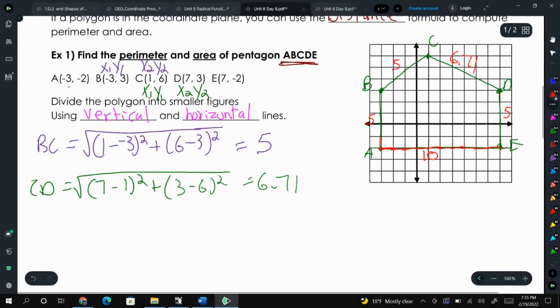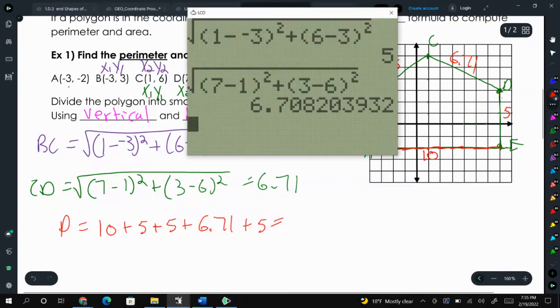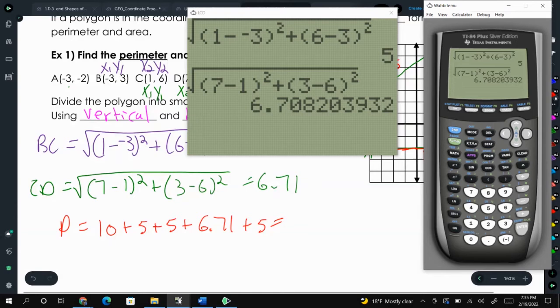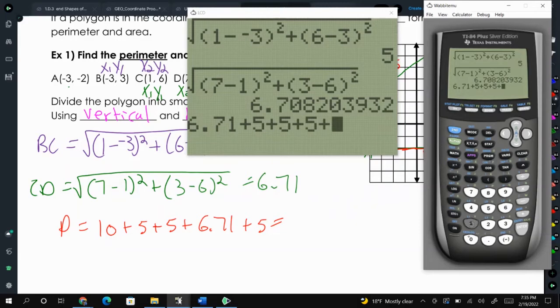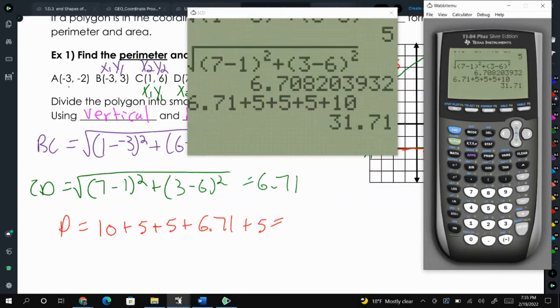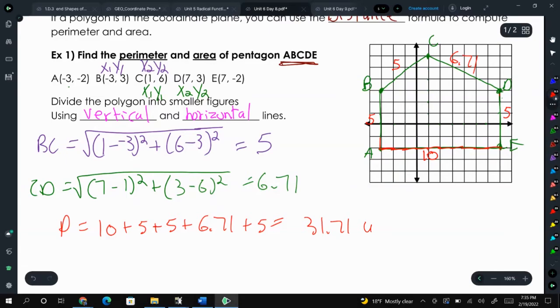So then the perimeter is 10 plus 5 plus 5 plus 6.71 plus 5. So if we add all that in the calculator, plus 5 plus 5 plus 5 plus 10, we get 31.71 units as our perimeter.